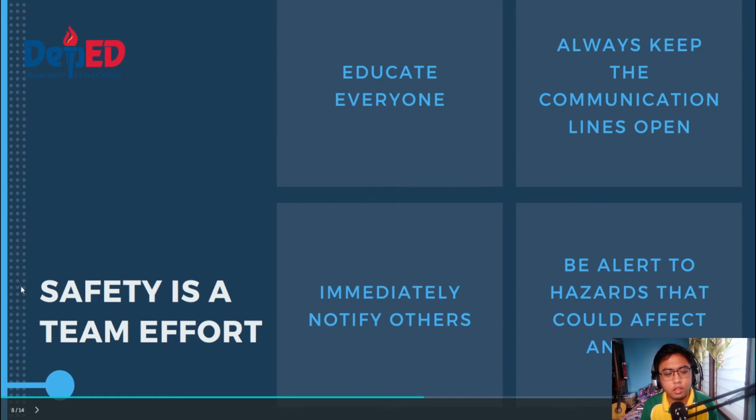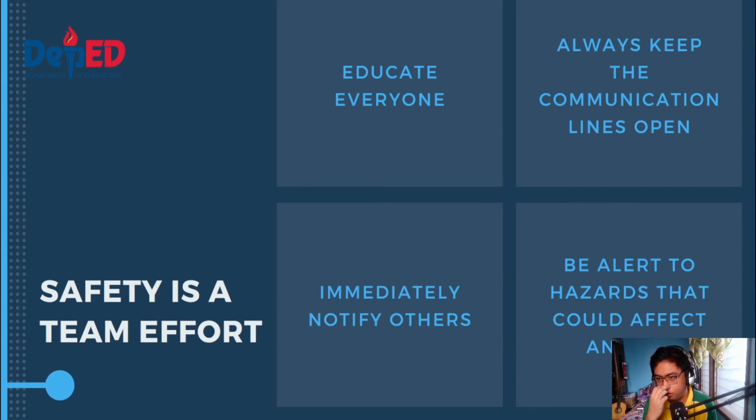Educate everyone. Safety is a team effort. So first we should educate everyone. Why? Because as a company, it's a team. We need to have proper knowledge on the different hazards and different safety procedures that we have in our company, so that in case of an emergency, everyone knows how to react. Let's say there's a fire in this department. How should everyone react?